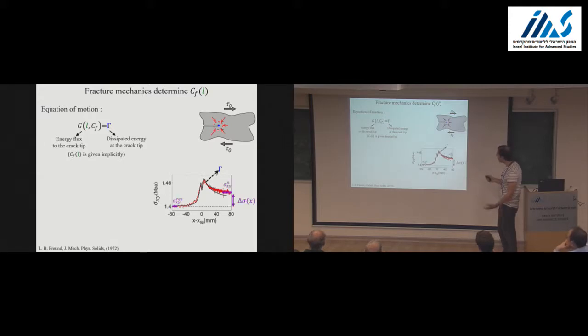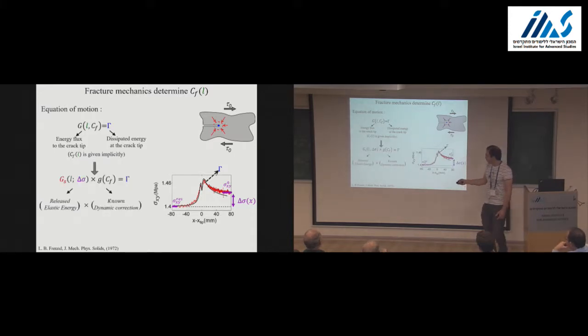To do that, I want to define a new quantity, which is the stress drop. It's just the initial stress with respect to the residual value, so it's just the amount of shear you apply. And what Freund was able to show is that G in fact can be calculated. There are several restrictions, but never mind. More importantly, he showed that it can be separated into two parts: the static part, the elastic energy being released, which depends only on the crack length and the applied loading, and the dynamic correction. So in principle, we know all the ingredients.